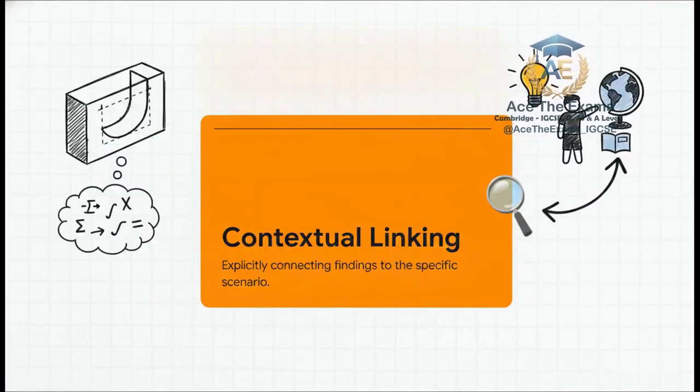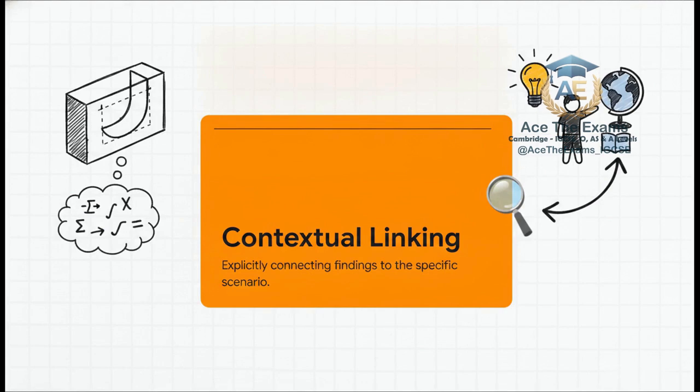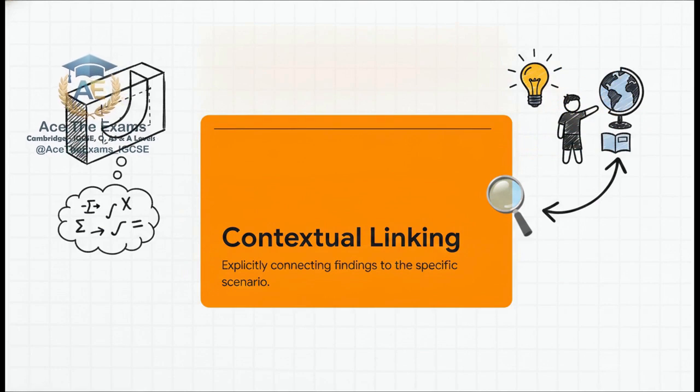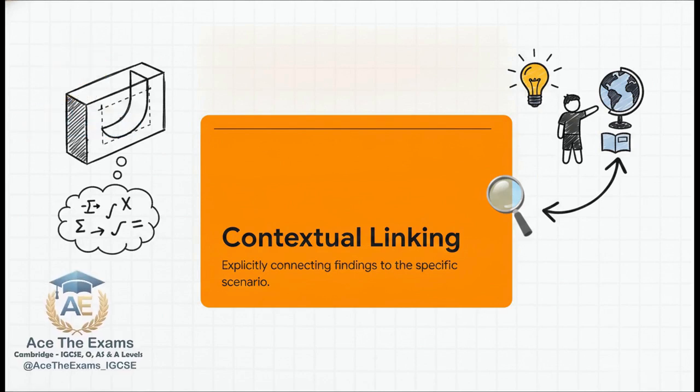And that is exactly what contextual linking is all about. This defines it perfectly: explicitly connecting your mathematical findings, your steps, and your assumptions back to the specific scenario provided. If the question asks you to calculate the volume of a manufactured part using the trapezium rule, your final sentence shouldn't just be a naked number like volume equals 104.